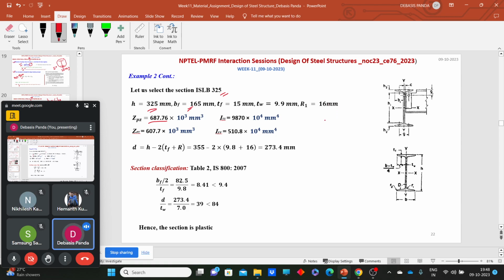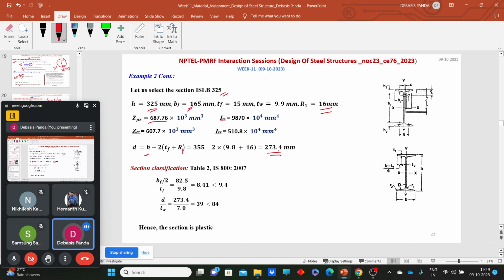Now we need to calculate the D value, the effective depth of the section. So H, the overall depth, minus 2 into TF plus R1, that is the root radius. The root radius for ISLB 325, if you check your SP6, is given as 16 mm. So the effective depth of the section comes as 273.4 mm. So we have selected a section based on maximum bending moment, considering yielding as a failure, and then we have gathered the information regarding that section.